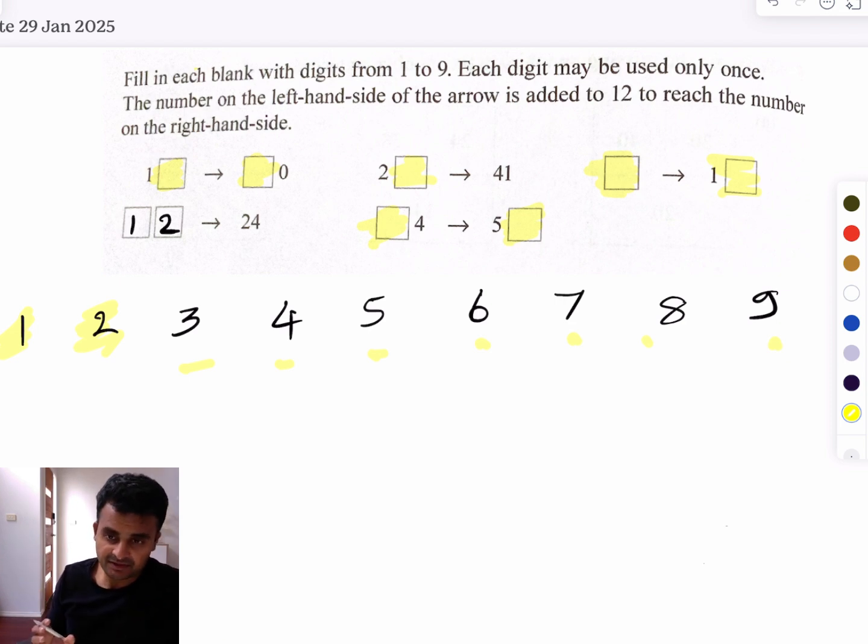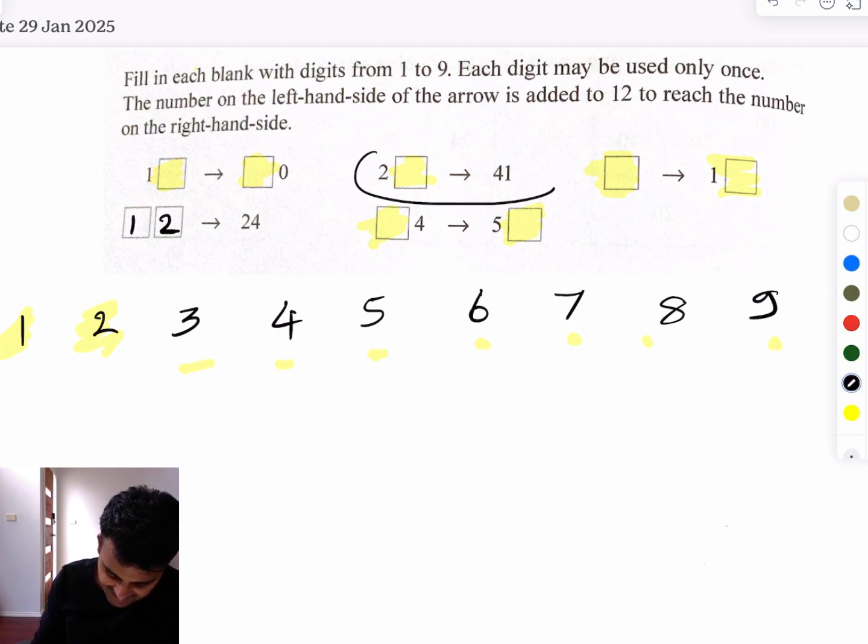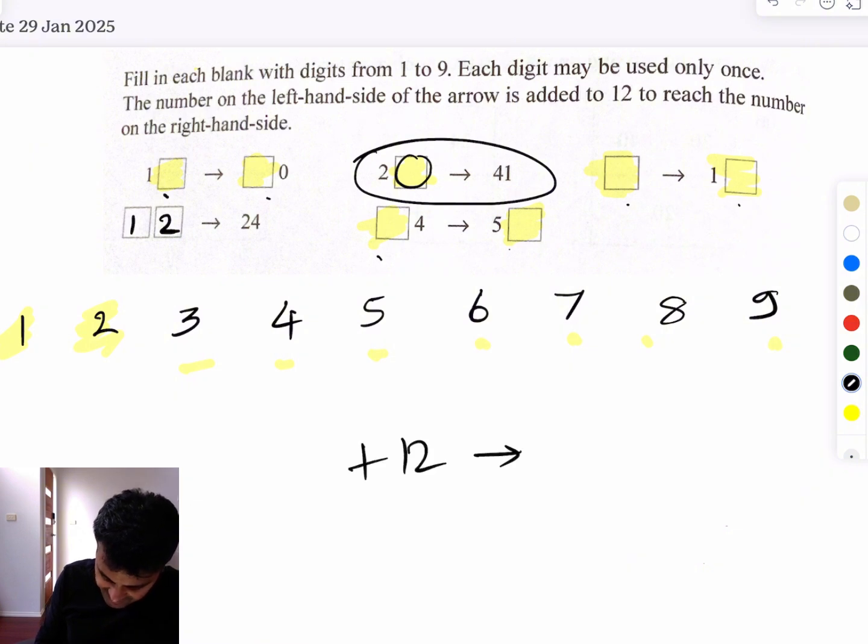So we have already completed 1 out of 5 problems, and now 4 are remaining. Now let's see what is the next easiest problem. The next easiest problem is this one. Why? Because there is only one thing to solve for, whereas in each of the other ones there are 2 things to solve for. Now let's see. Something plus 12 is equal to 41. Let's call it x.